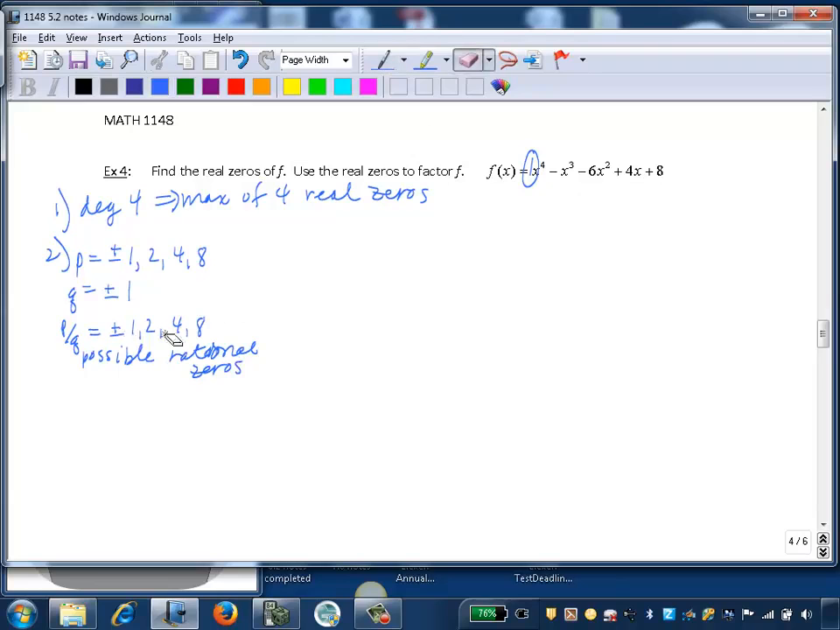So it could turn out that none of these are actually the zeros, but if it has rational zeros, it would occur on this list. So again, for example, 7 could not be one of the real zeros of this function because it doesn't appear on this list.